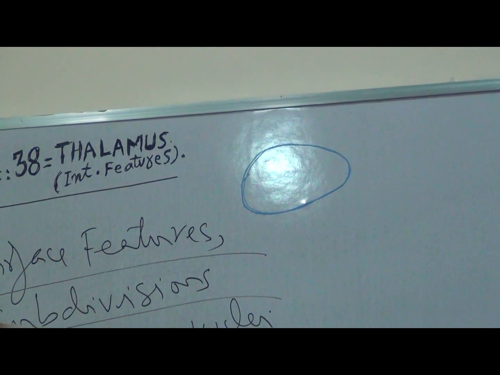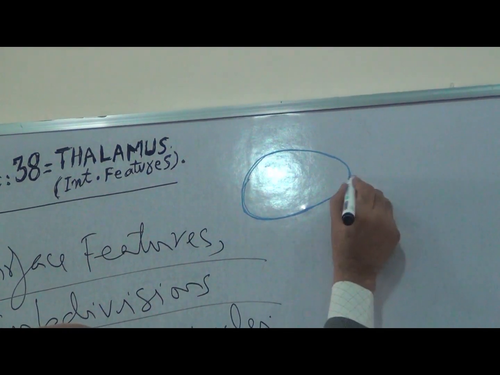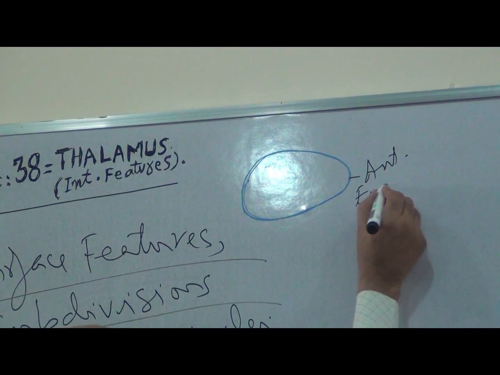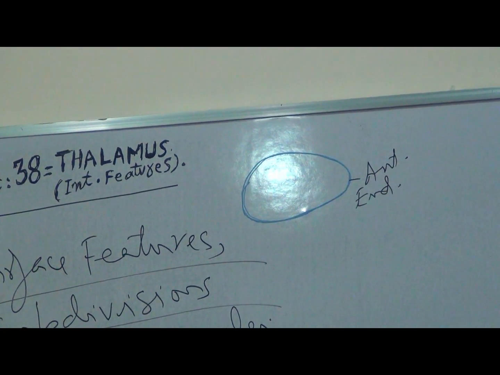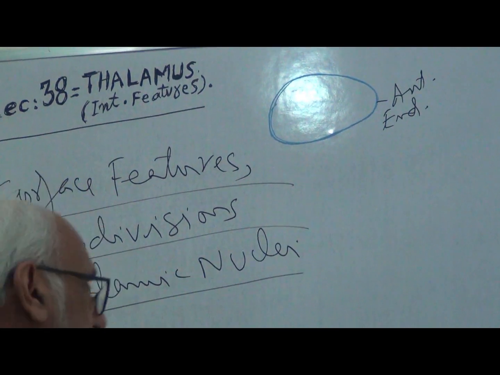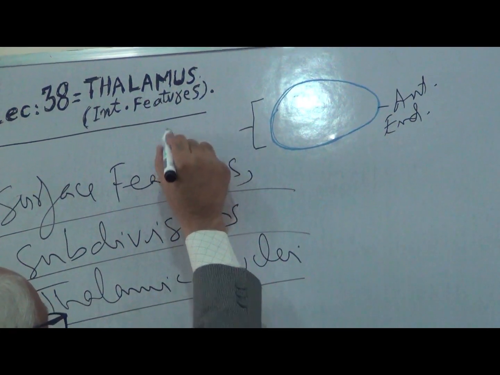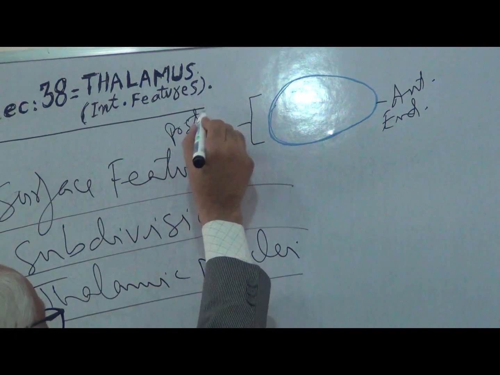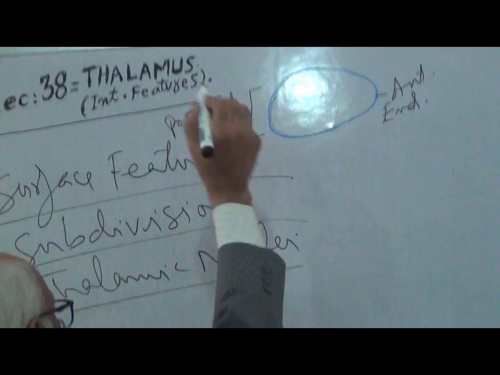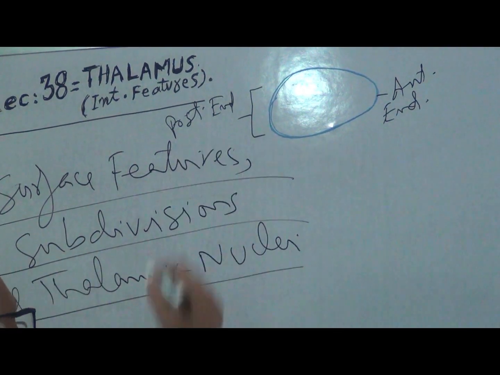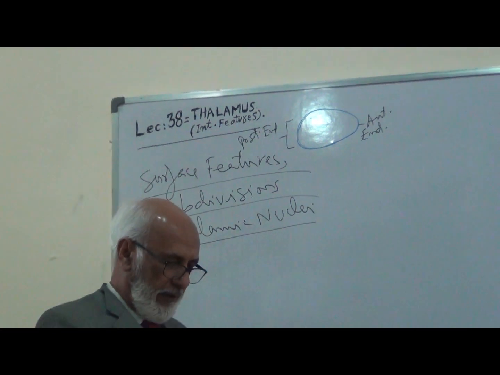Now its anterior end is somewhat pointed, while the posterior end is broader as compared to the anterior end. And you know, the posterior end is also known as pulvinar.